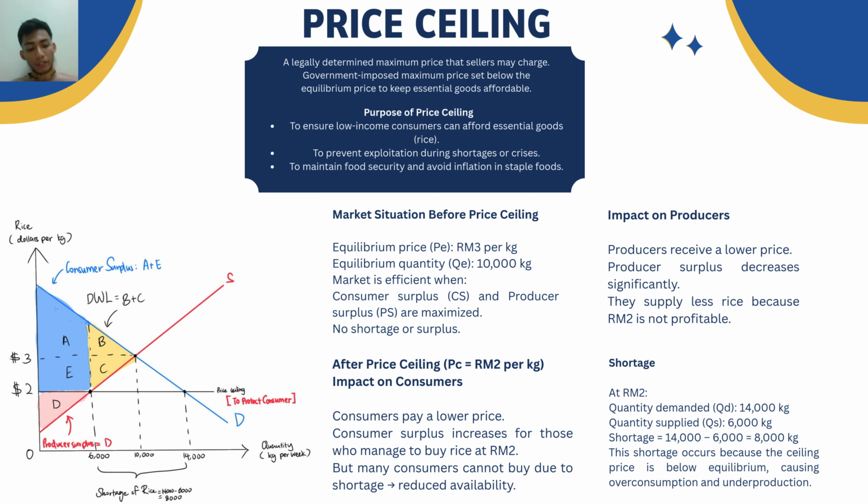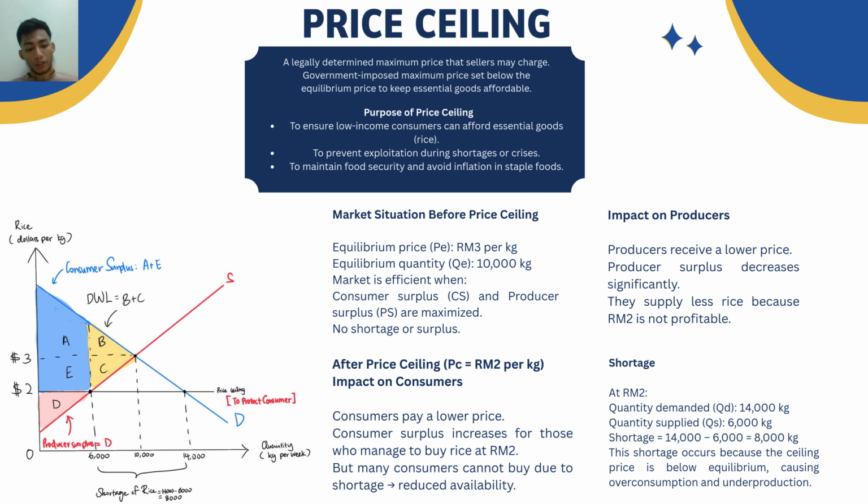When the government imposes a price ceiling at RM2 per kilogram, consumers pay a lower price. Consumer surplus increases for consumers who are able to purchase rice at this price. However, producers receive a lower price, causing producer surplus to decrease since RM2 is not profitable.